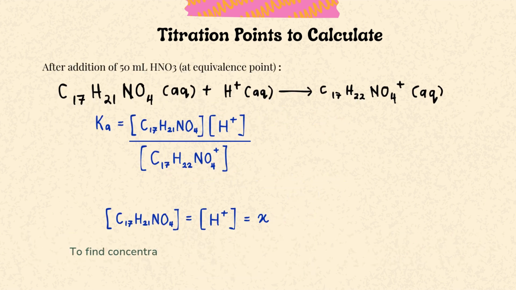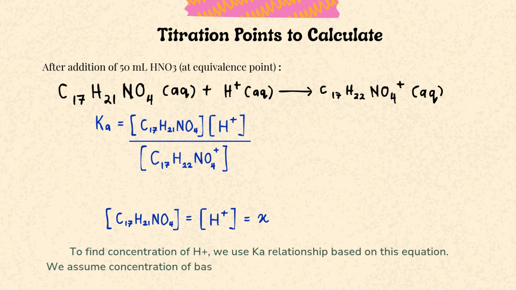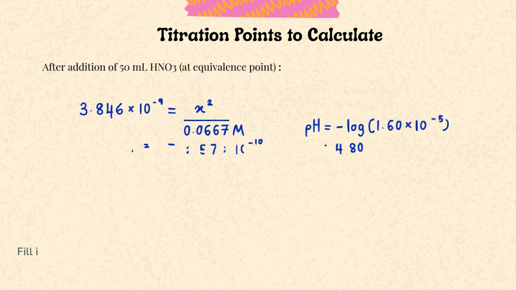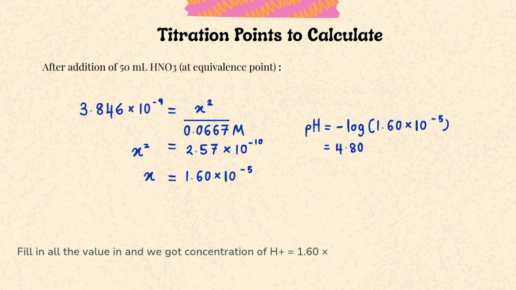To find the concentration of H+, we use the Ka relationship based on this equation. We assume the concentration of base equals the concentration of H+, thus we label it as X. Fill in all the values and we get the concentration of H+ equal to 1.60 multiplied by 10 to the power of -5. To find pH, take the negative log of the concentration of H+, and we get pH 4.8 at the equivalence point.